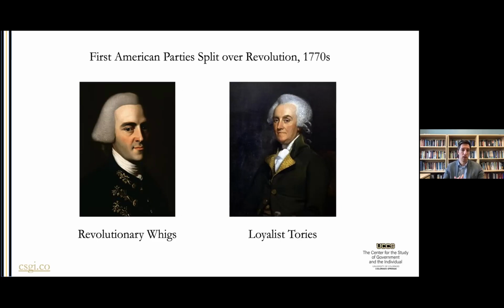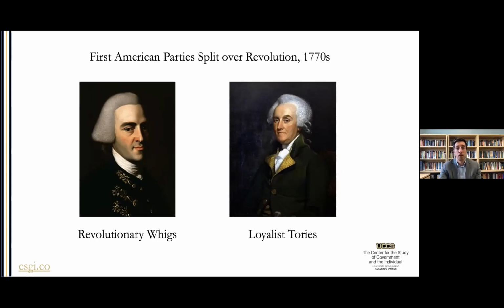So the two pictures I have here are John Hancock on the left, one of the most famous of the revolutionary Whigs, one of the Sons of Liberty who helped organize a lot of the revolutionary actions in Boston during the 1770s. And then on the right, you have William Franklin, who was perhaps considered the leader of the Loyalist movement in the American colonies. Ironically, William was the son of the most famous American at that time, Benjamin Franklin. We know Benjamin Franklin was a Whig who supported American independence, but his son, William, was a famous Loyalist.